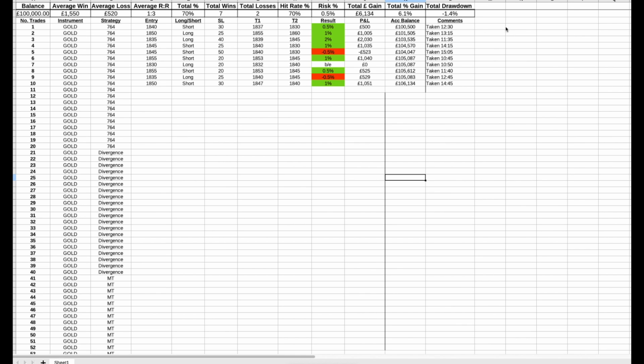And then here, this section is about your comments, which I haven't filled any of it out because I've already done it elsewhere on my other journal, my actual journal. So this is just to give you an illustration of some of the headings that you might want to consider. Drawdown's a key one as well. So hopefully that helps you.